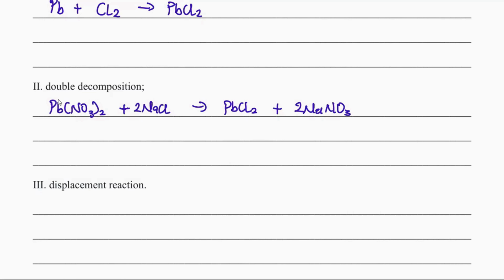Now, this is not based on reactivity. We can see from the reactant to product, lead took the place of sodium, and sodium took the place of lead. So they are just switching place. One metal is taking the place of the other metal. One non-metal is taking the place of the other non-metal.